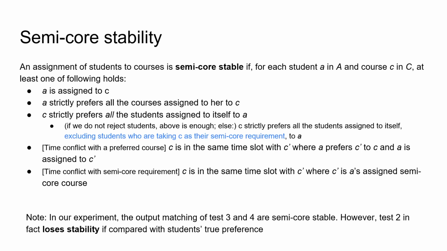In contrast, we want our output to be semi-core stable. We define this property by 5 statements for each student and course. Semi-core stability suggests a relative fairness of the matching. In our experiment, the outputs of our tests 3 and 4 are semi-core stable.